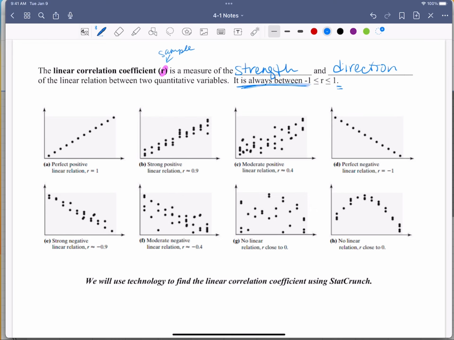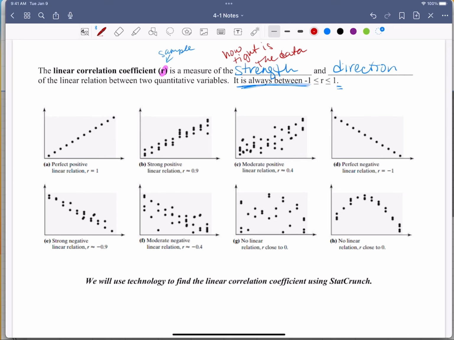Now let's talk about these words, strength and direction. Strength means how tight is the data. How tight is the data? How close is it together? How strong is this together? How much is it bound together? How weak is it as it's pulled apart? That's what I want to know.